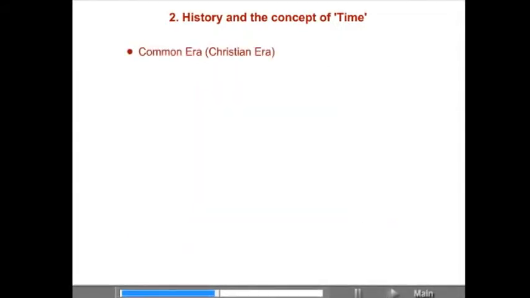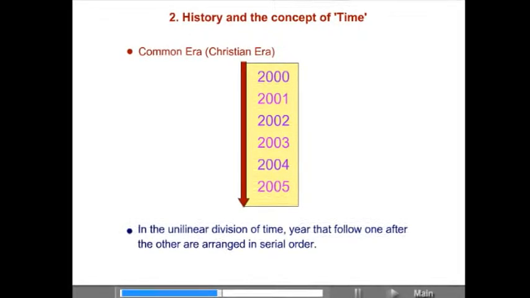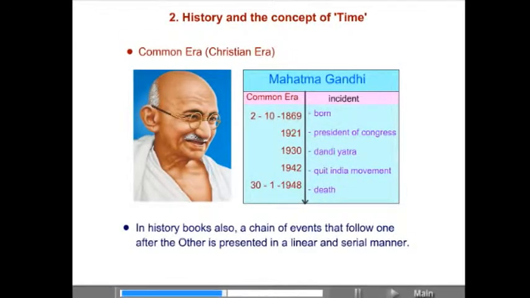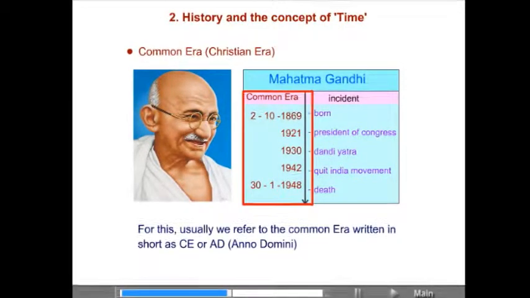Common era, Christian era. In the unilinear division of time, the years that follow one after the other are arranged in serial order. In history books too, a chain of events that follow one after the other is presented in a linear and serial manner. For this, usually we refer to the common era, written in short as CE or AD, that is Anno Domini.